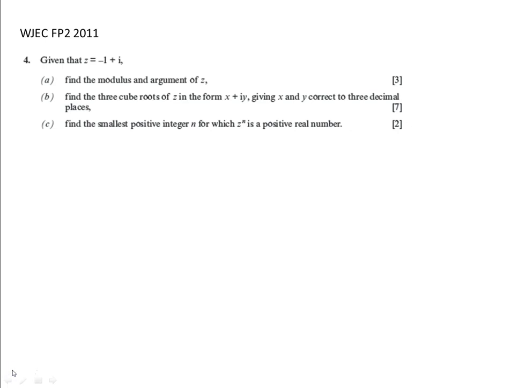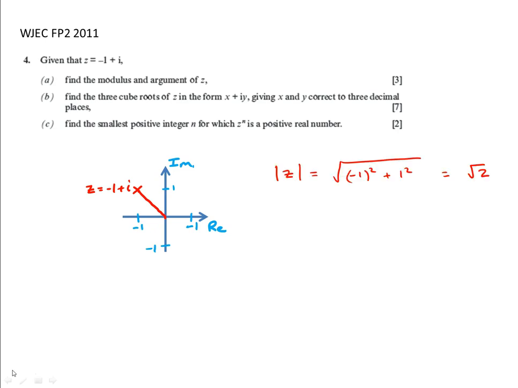So, to find the modulus and argument of z, it's always a good idea to start by having a quick sketch showing the complex number z on the Argand diagram. So there we are. The modulus of z is going to be the square root of the real part squared plus the imaginary part squared. So in this case, the modulus of z is the square root of minus 1 squared plus 1 squared, which is root 2.